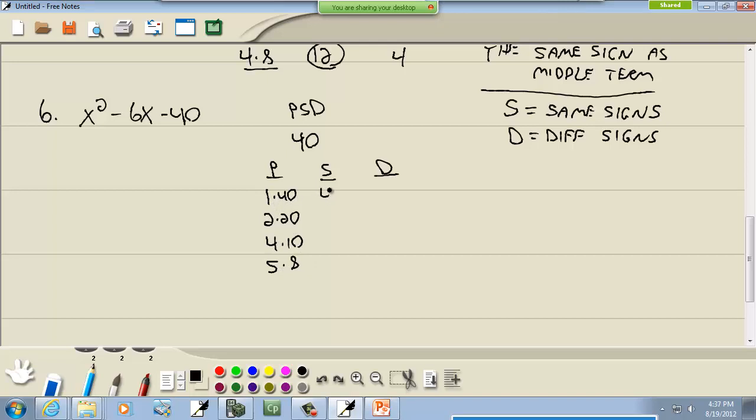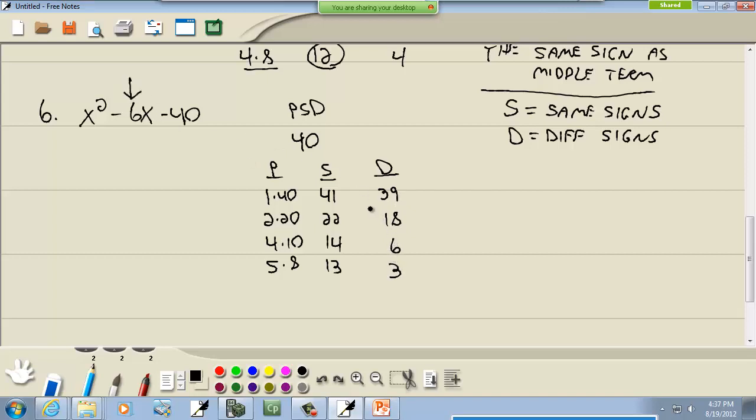Add: 1 plus 40 is 41. 2 plus 20 is 22. 4 plus 10 is 14. 5 plus 8 is 13. Difference column, subtract them. 40 minus 1 is 39. 20 minus 2 is 18. 10 minus 4 is 6. 8 minus 5 is 3.